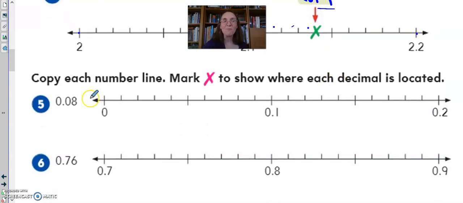Ooh, now we're going to mark the decimal, the hundredths, on a number line.